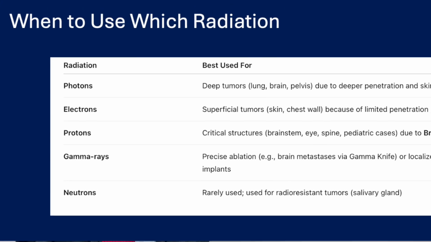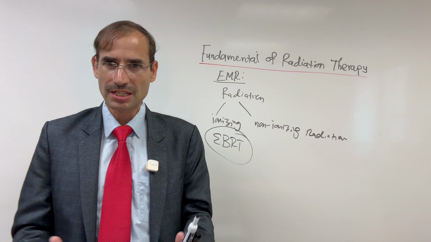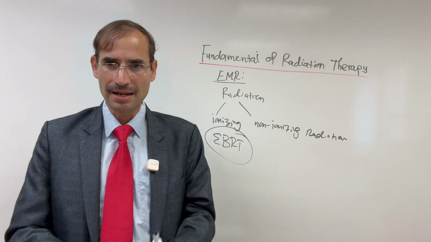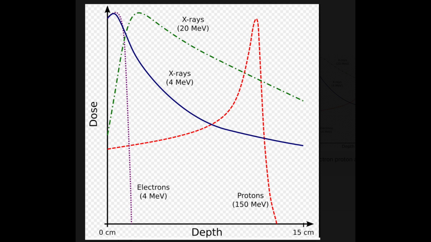But why do we use the photon for the deep part, the proton for the very sensitive part, and the electron for the superficial? For that, let me go to this curve. Okay, we have a dose.